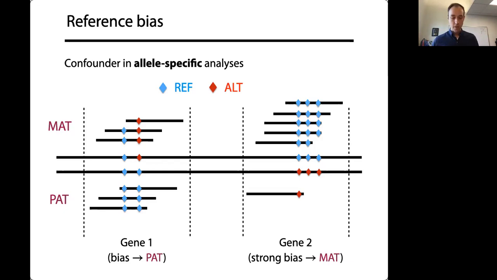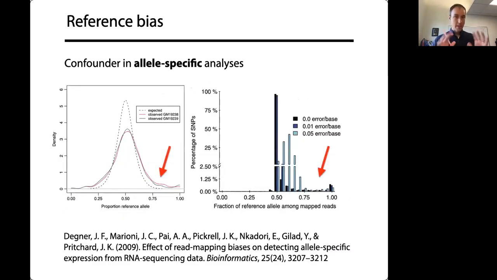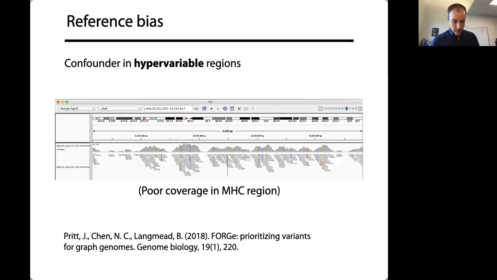That's one example. Another example, and this is probably in some sense the prime example, because the very first paper that I know of that used the term reference bias for this kind of bias was an allele-specific expression paper from more than 10 years ago now, Degner et al. from 2009.